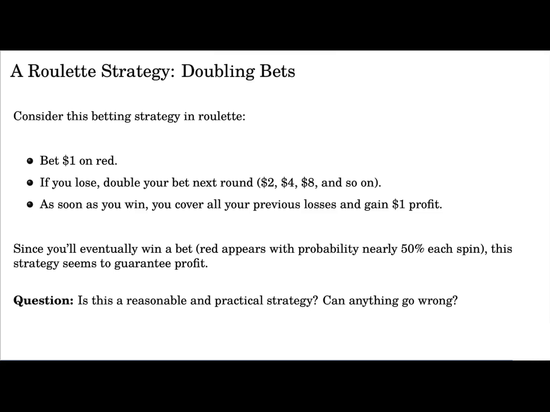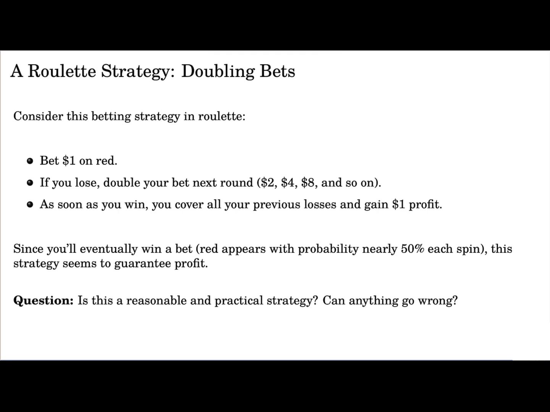Let's consider the American roulette game again, and let's look at a famous betting strategy. The strategy is called the doubling strategy, or sometimes the martingale strategy. Here's the idea. You start by betting $1 on red, and if you win, you gain $1 and you stop, let's say. If you lose, then on the next spin you double your bet, so now you bet $2. And if you lose again, you double again and bet $4, then $8, $16, and so on.